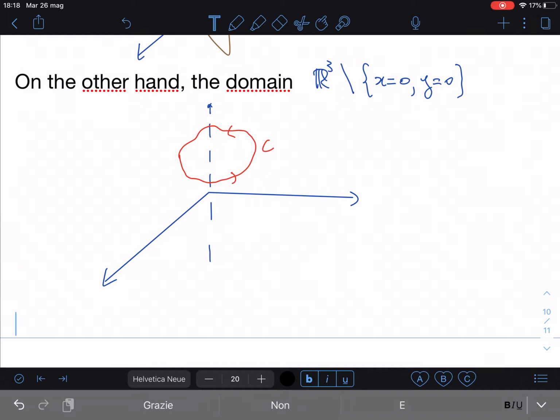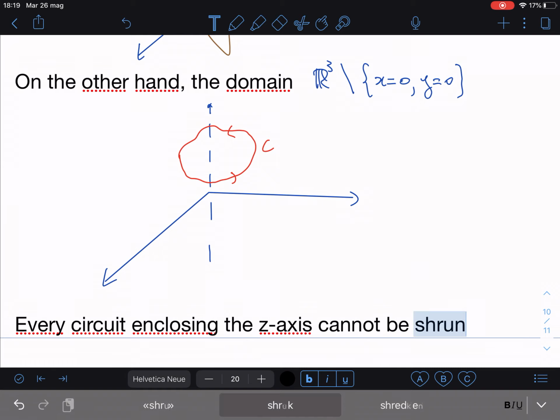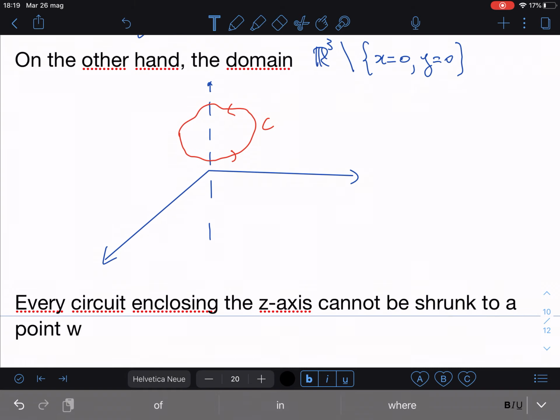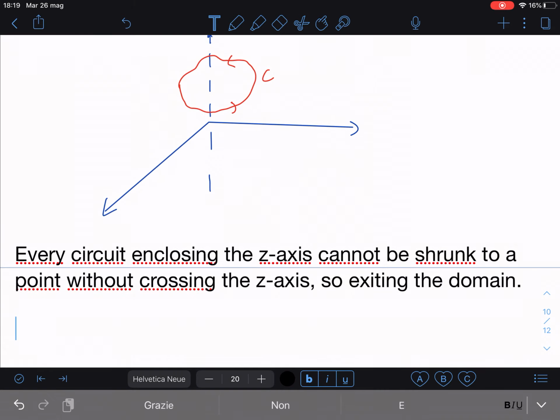So every circuit enclosing the z-axis cannot be shrunk to a point without crossing the z-axis, so exiting the domain. Notice that this is not a property of the field, it is a property of the domain.